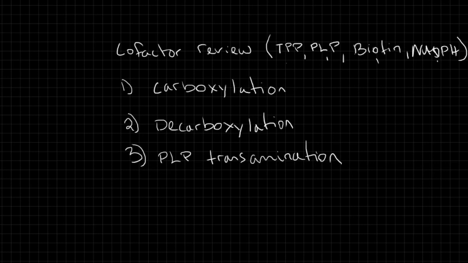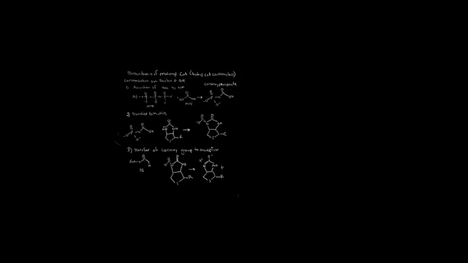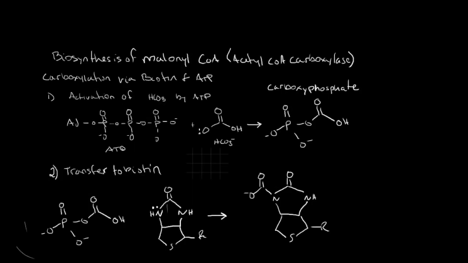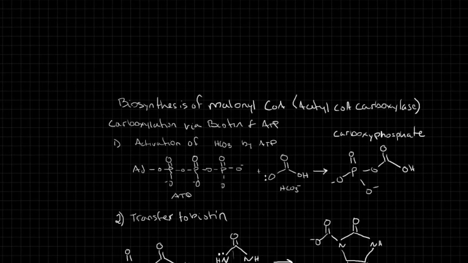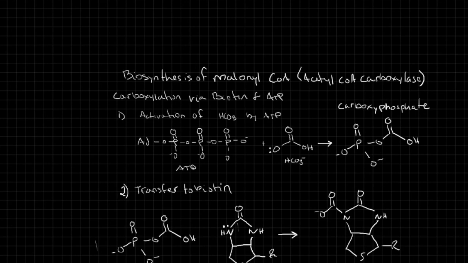And then number 3, we're going to go into PLP transamination, and then maybe touch on how you can do an isomerization reaction with PLP. All right, so with that, we'll start off with biotin. I've tried to draw some of this stuff out already to speed this video up. We'll see how it goes.